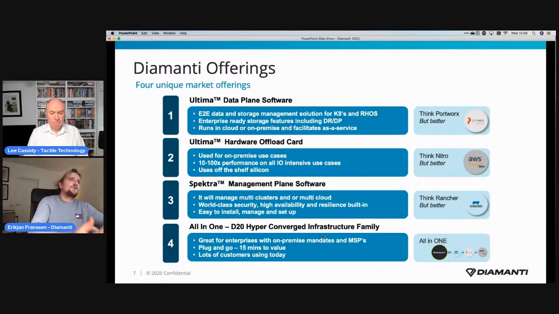But if we now look at how we go to market with our products right now, we have cut these products up into different pieces. The first piece on the top level is one of our flagship products, the Ultimate Data Plane software, which is basically an end-to-end data and storage management solution for Kubernetes and Red Hat OS. It includes enterprise-ready storage features, such as DRDP, snapshotting, asynchronous replication. And it allows you to run it in a cloud and on-premise facilities as a service for you.